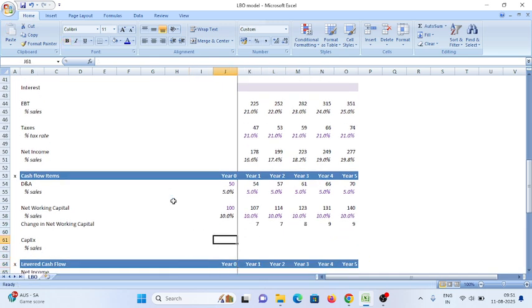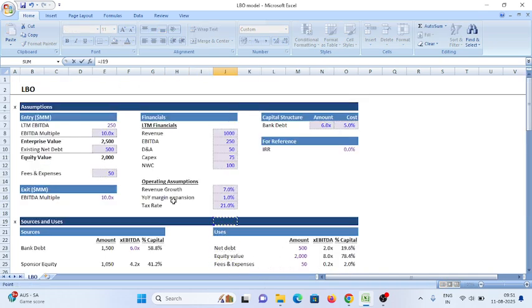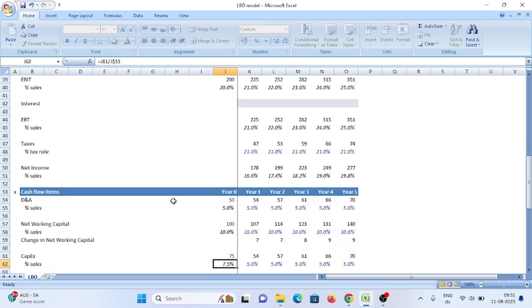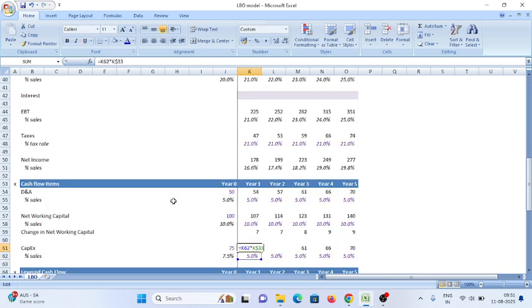Next we have capex. You can use the same formula here. Just link it. I think it's done. No, I think there's something wrong. Linking. Yeah, perfect.